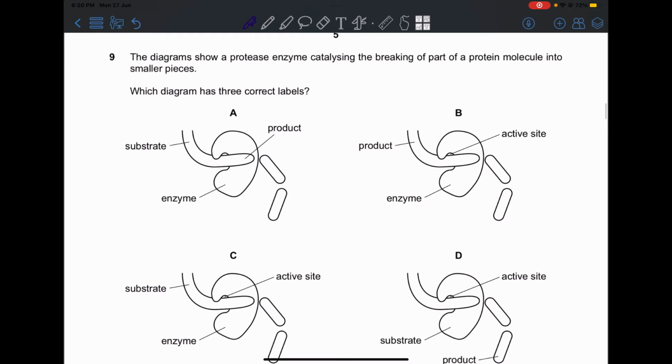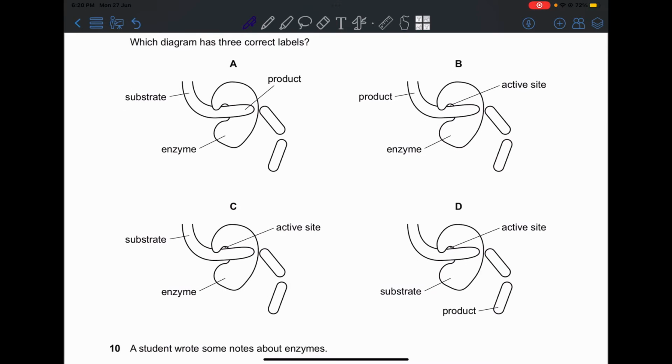Number 9, the diagrams show a protease enzyme catalyzing the breaking of part of a protein molecule into smaller pieces. Which diagram has 3 correct labels? So they're asking about the correct labels over here. Now, of course, we know that this is going to be the enzyme, this part, the huge part, and then this one, it's going to be the product, and this is the substrate. So no, A is not going to work because this is not the product, this one, and they're asking about 3 correct labels. Over here, there's only 2.